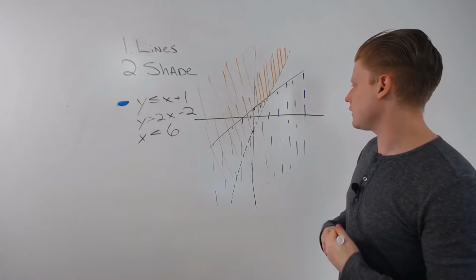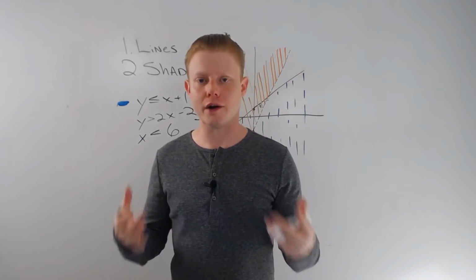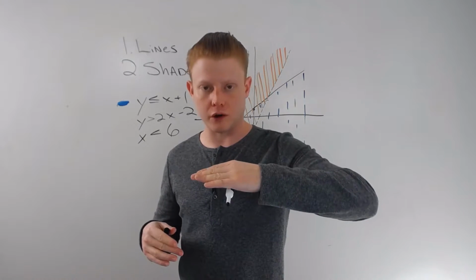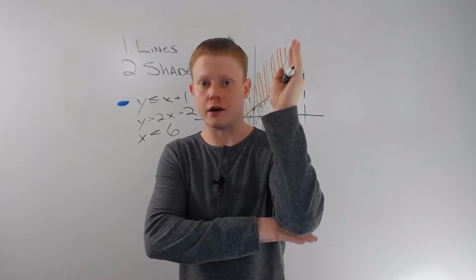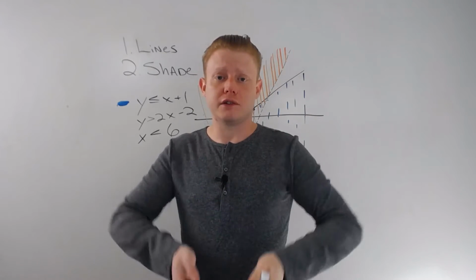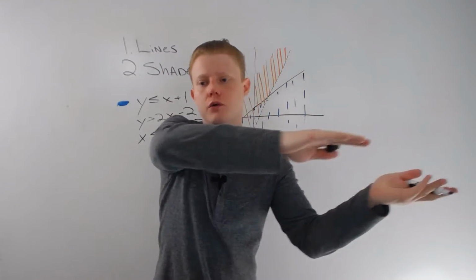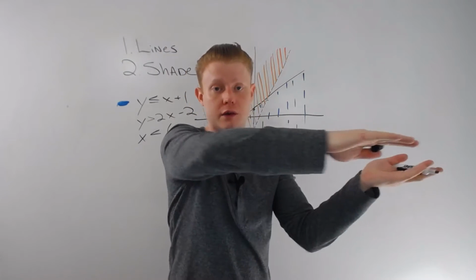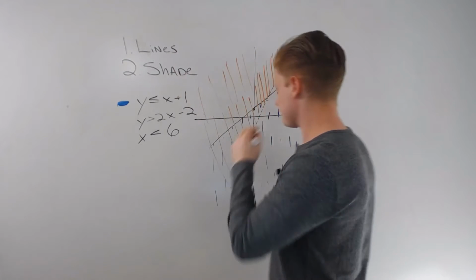X is less than 6. Well, if you remember, X is going to be a vertical line. It's weird. It's kind of flip-flopped. Even though X is horizontal, when I have X equals, or X is less than or greater than, it's going to be a vertical line because that means X is 6 forever and ever for all Y's. If I have Y equals just some number with no X, that means I have a horizontal line. Looks like I'm directing traffic when I do that.